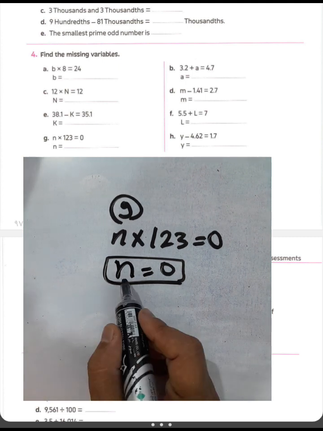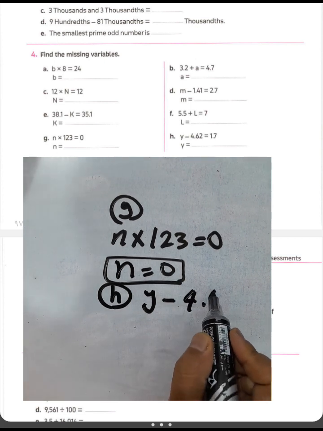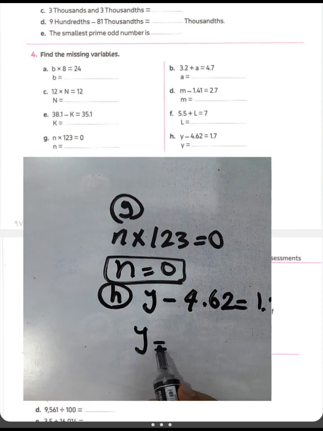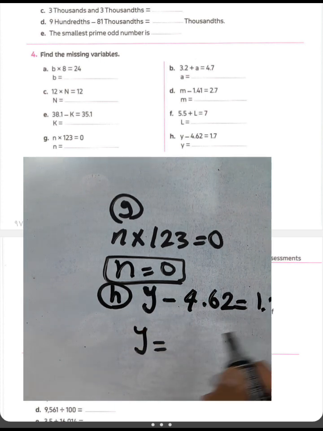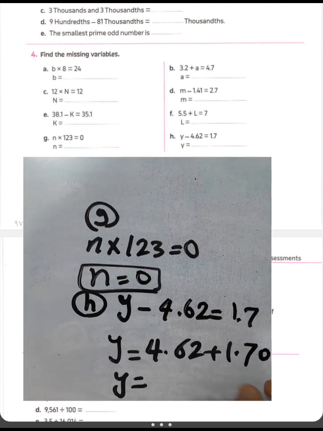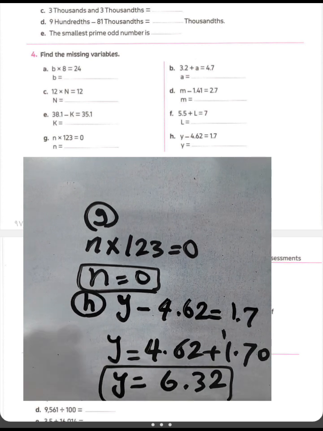Okay. Question letter H. Y subtract by 4.62 will be 1.7. You can find the value of the minuend by adding the subtrahend to the difference. 4.62 plus 1.7. Then Y will be equal to what? The sum of them. We must put 0 behind this number. 0 plus 2 equals 2. 7 plus 6 equals 13. 3 and the carry of 1. 1 plus 1 equals 2. 2 plus 4 equals 6. It's the value of the unknown here. Y equals 6.32. About question letter H.